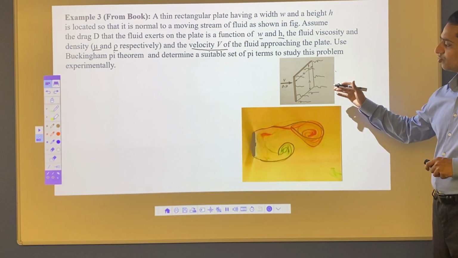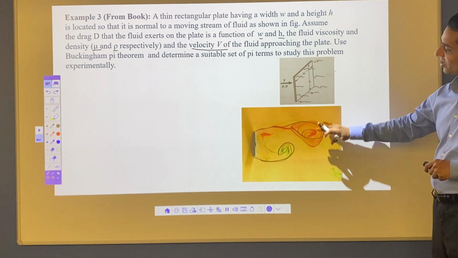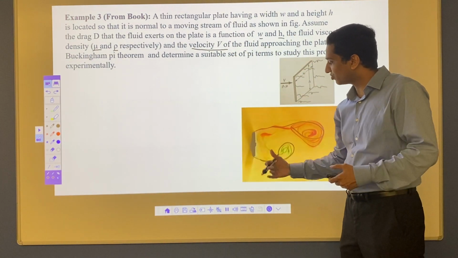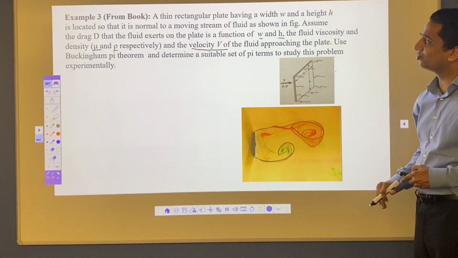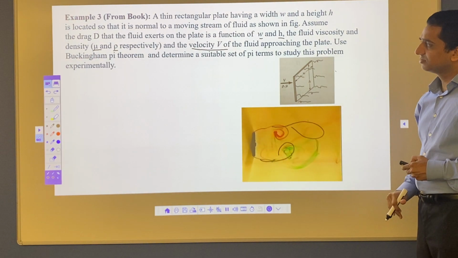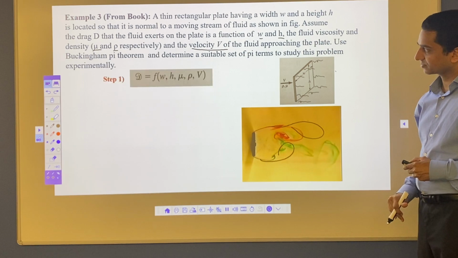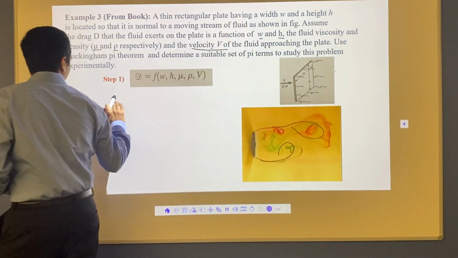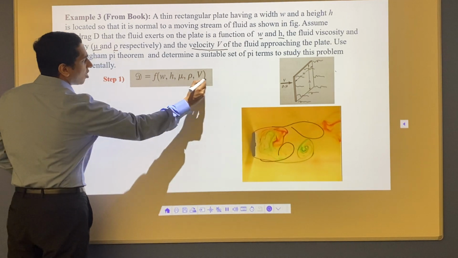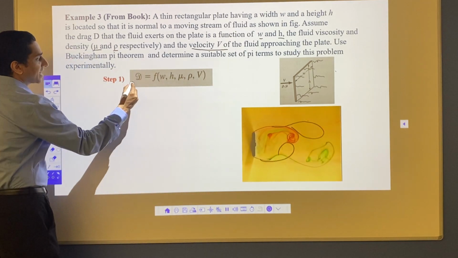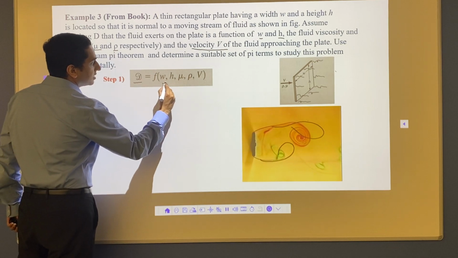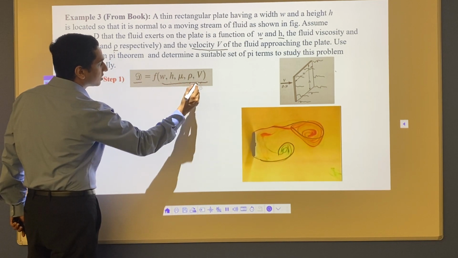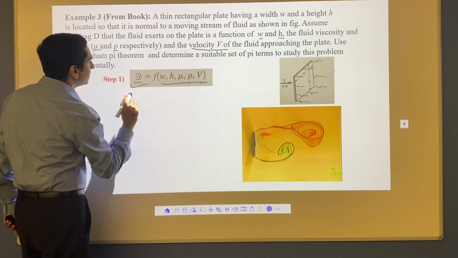So again we have to find pi 1, pi 2, pi 3, whatever the number, a combination of these variables in such a way that it will be dimensionless, and that's what we want to do here. Step 1, we start by listing all the variables. The drag force is a function of these 5 variables: width, height, viscosity, density, velocity. Done.